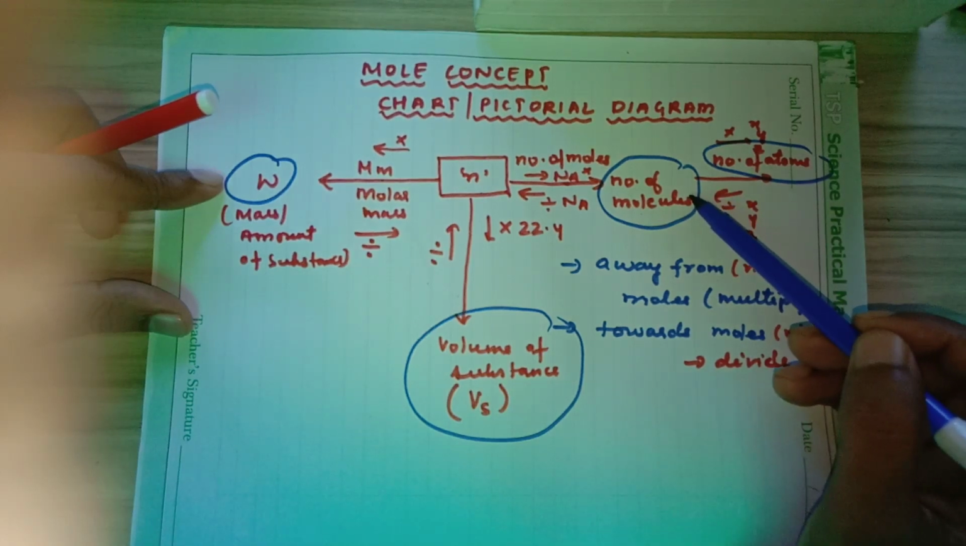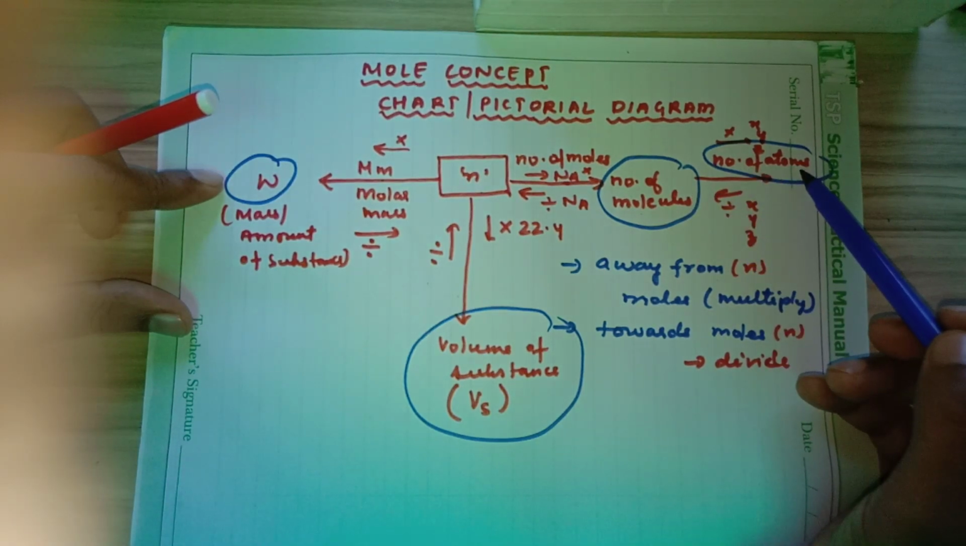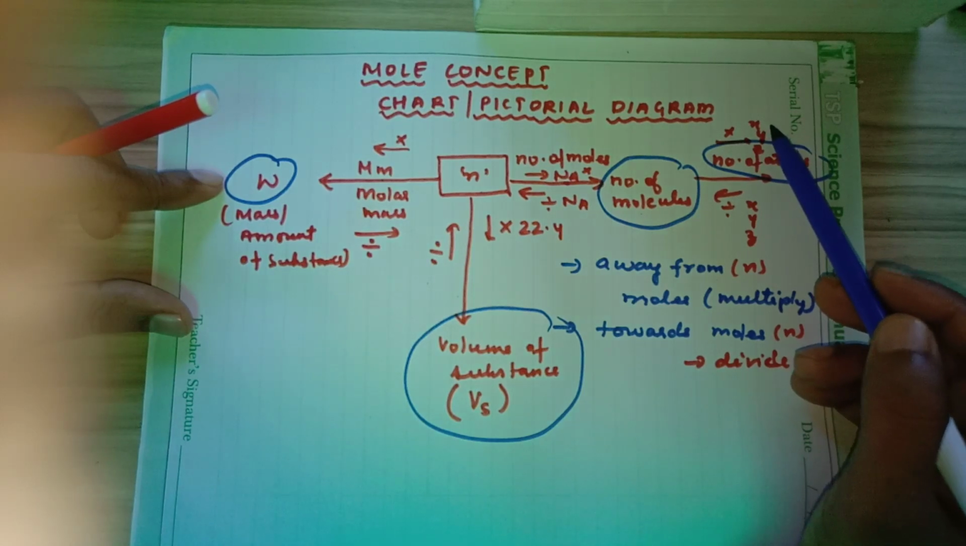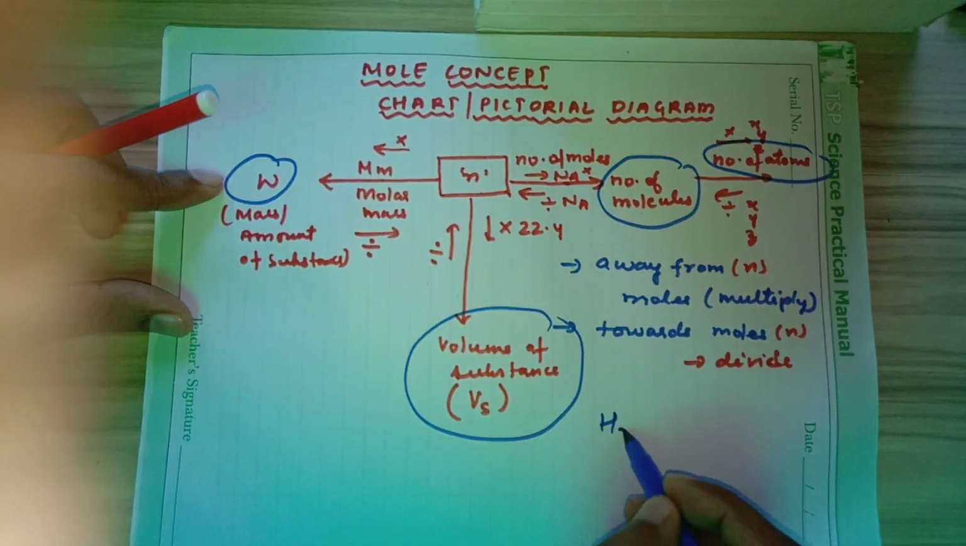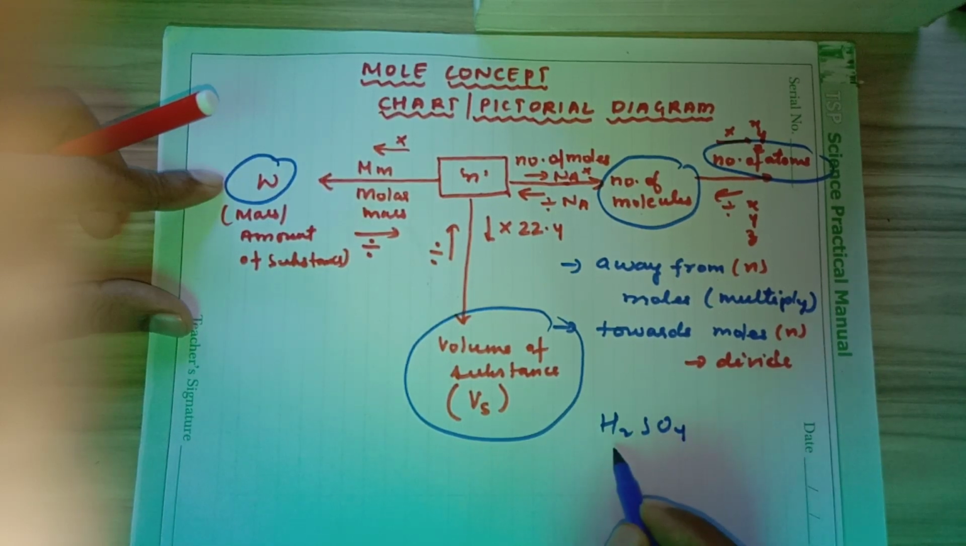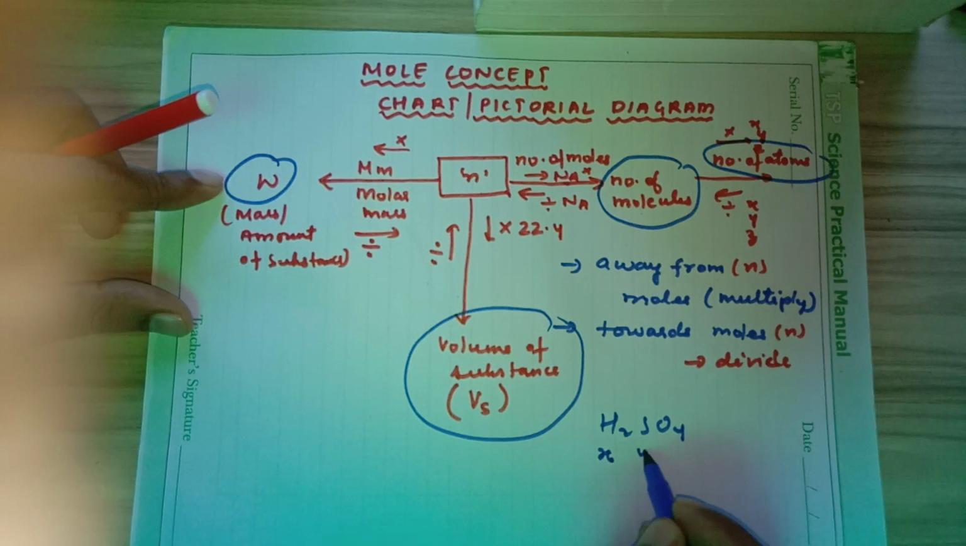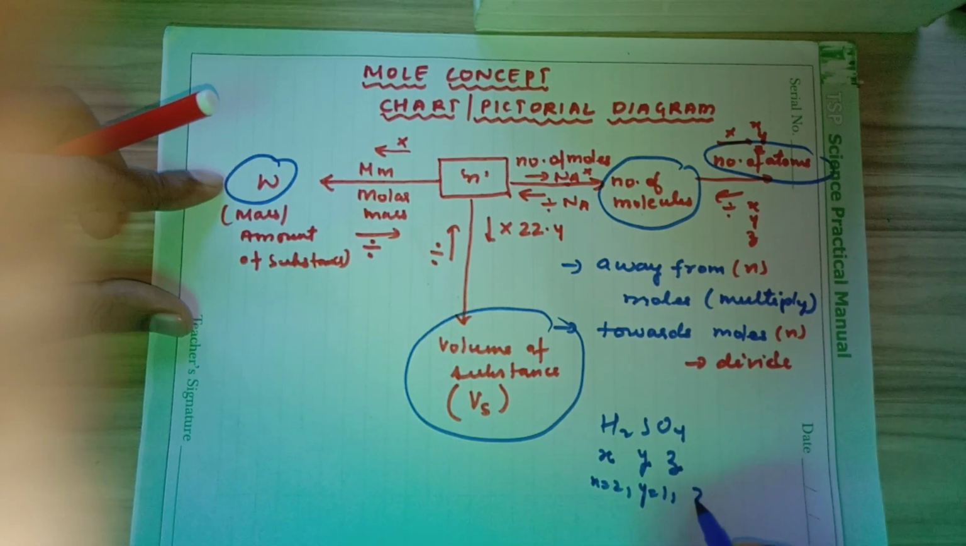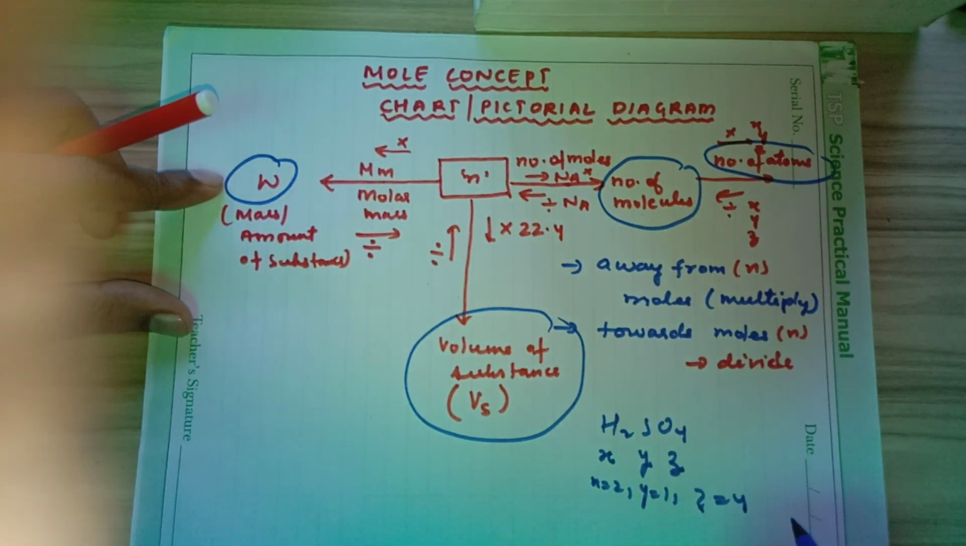Now suppose number of molecules is given and we have to find number of atoms, so we have to multiply it by the number of atoms in the given substance. Suppose it is given H2SO4, then let's take number of atoms of hydrogen as X, that of sulfur as Y and oxygen as Z. So here X will be 2, Y will be 1 and Z will be 4.